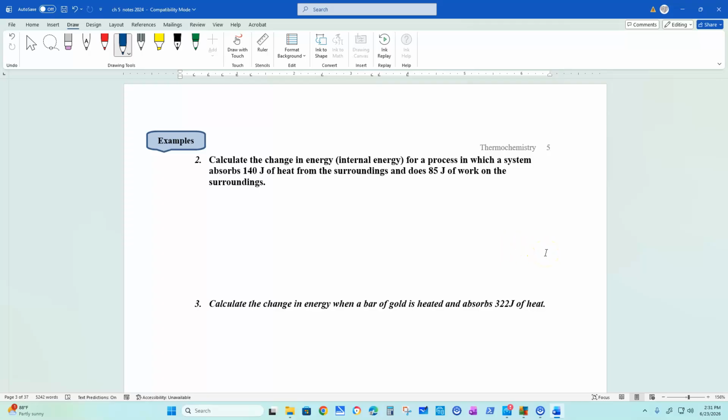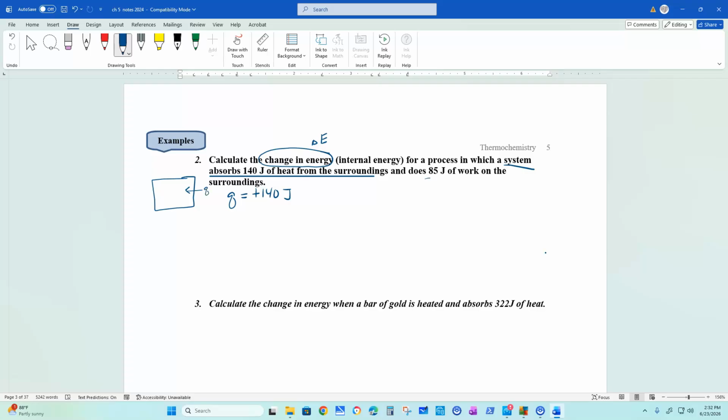Let's do two more. What's the change in energy? So I'm looking for delta E. For a process in which a system absorbs 140 joules of heat from the surroundings. The system absorbs, so my Q is positive. If I did a diagram, there's my system, and I'm going to make it a closed system. I'm going to make sure that my Q is coming in, and it's 140.